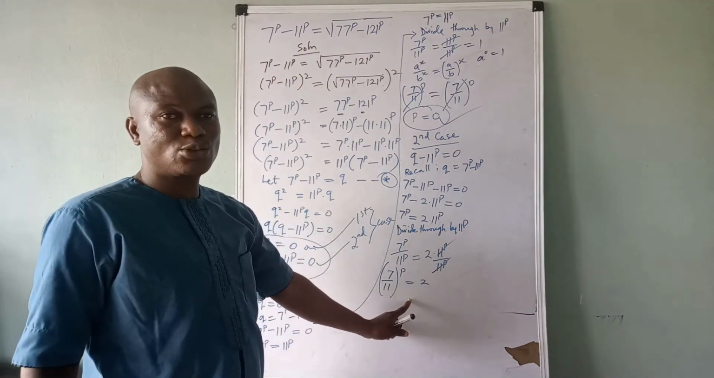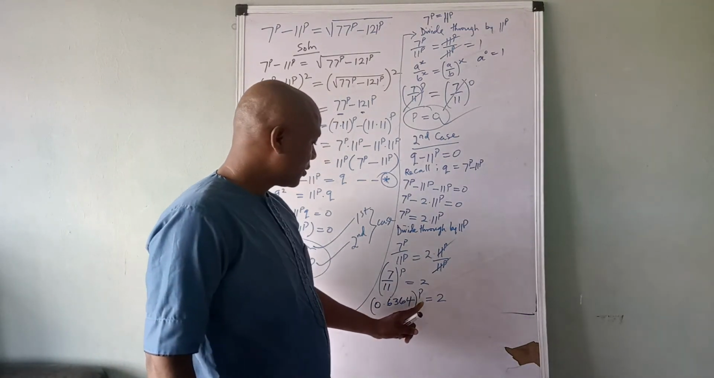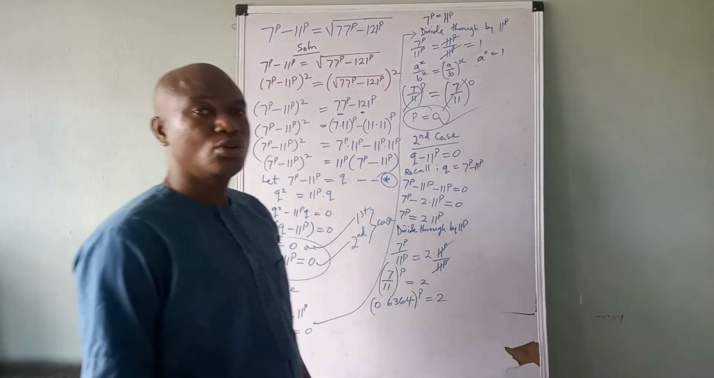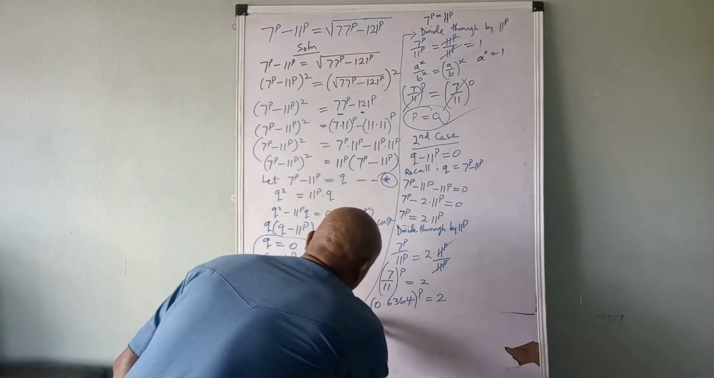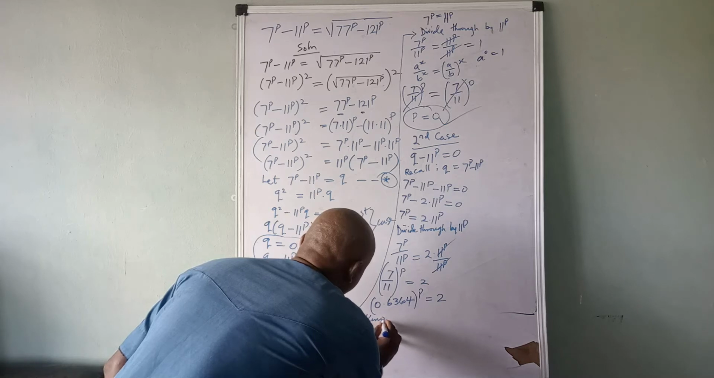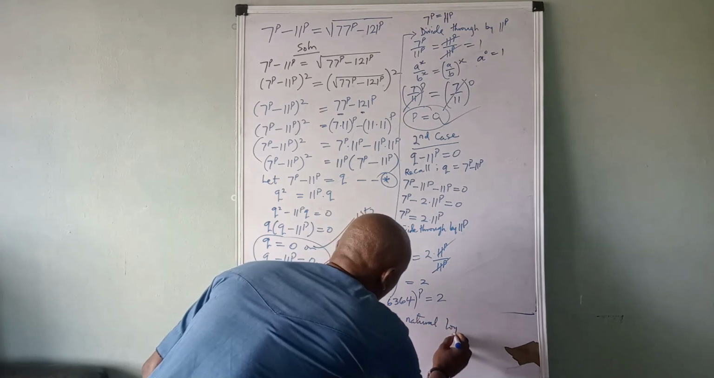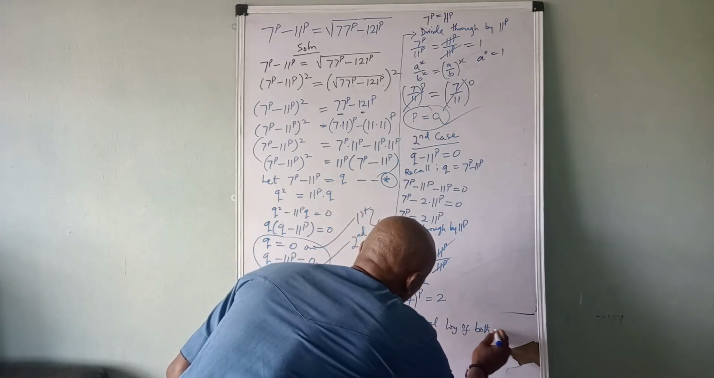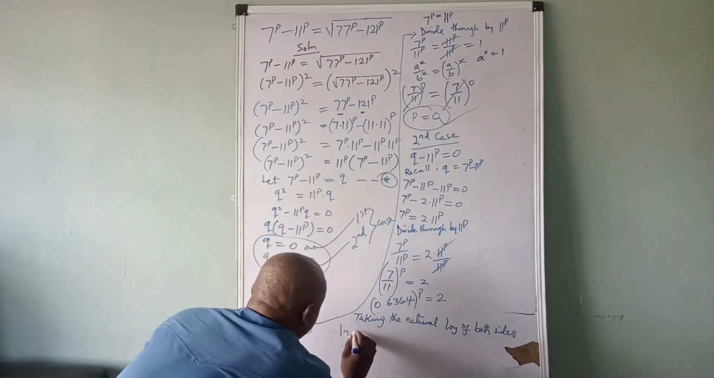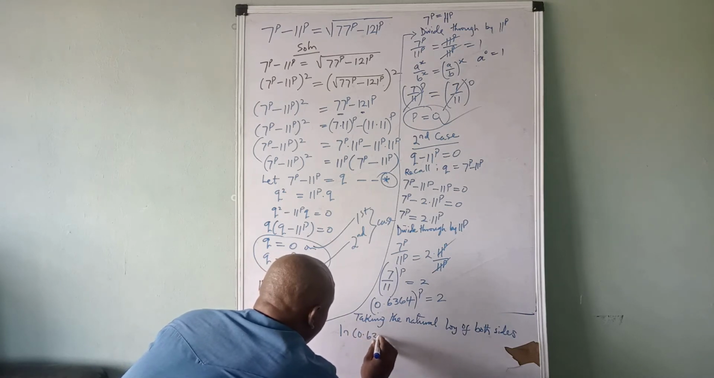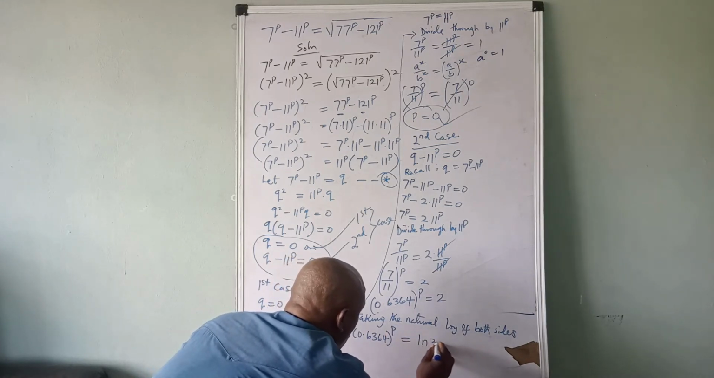At this point, I advise that you use your calculator. So 7 over 11 is 0.6364. Now raised to the power p is equal to 2. The next thing to be done is to take the natural log of both sides of the equation. Taking the natural log of both sides, we give ln 0.6364 raised to the power p, which is equal to ln 2.